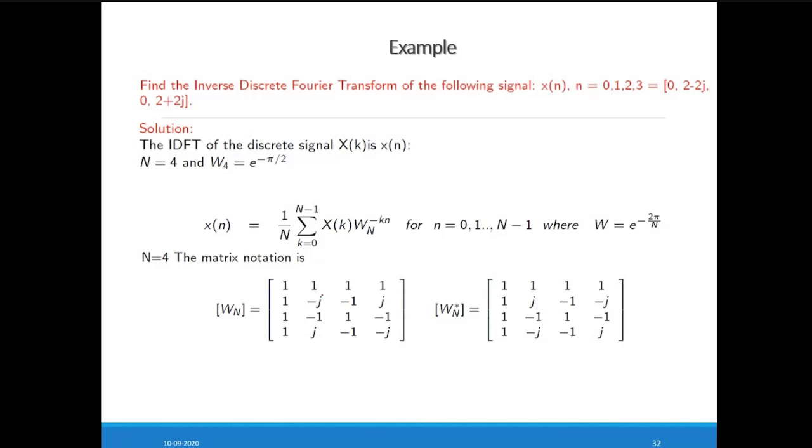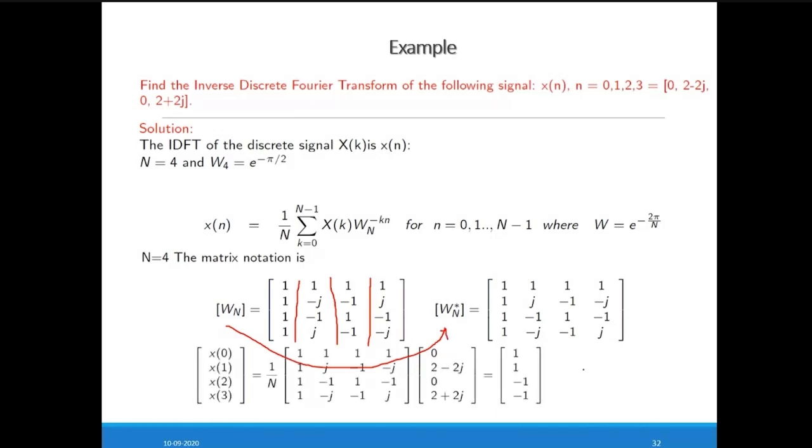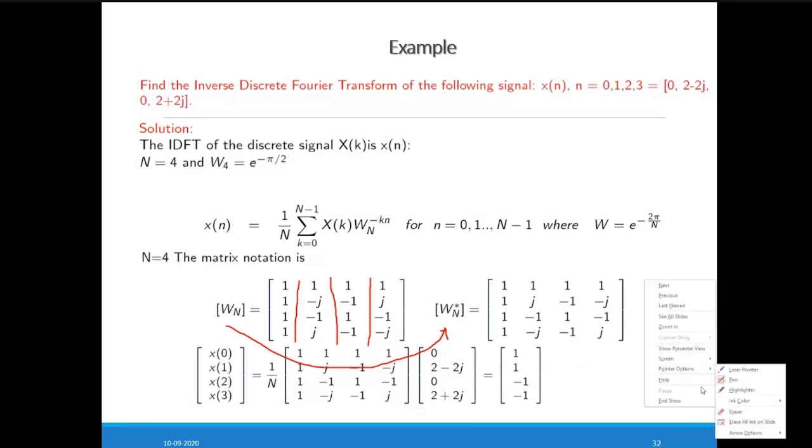This is how we find the complex conjugate. First we write this. Now I am taking a column and converting it into a row. Here you can see the second column: 1, j, minus 1, minus j. Then 1, minus 1, 1, minus 1. And the next one is 1, minus j, minus 1, j. So this is how we write the complex conjugate of the twiddle factor. Okay, now we have to utilize this matrix for the solution.